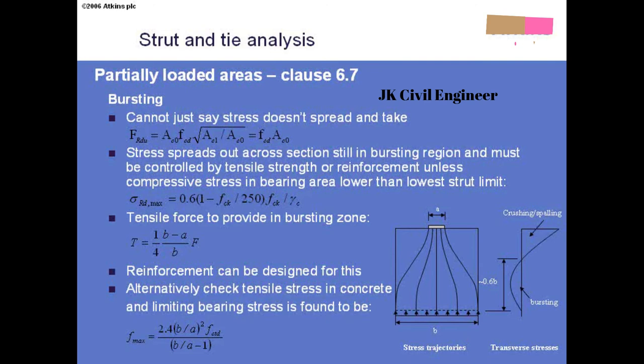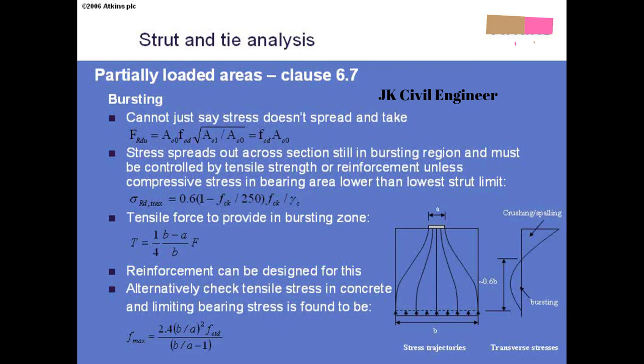If we do that, then we get the formula at the bottom of the page here. F max is basically the maximum pressure applied at the loaded area, and that's limited by the geometry of the structure. So A is the loaded width, B is the supporting width, and FCTD is the design tensile strength of the concrete, which we get from table, I think it's table 3.1, again back at the start of Eurocode 2.